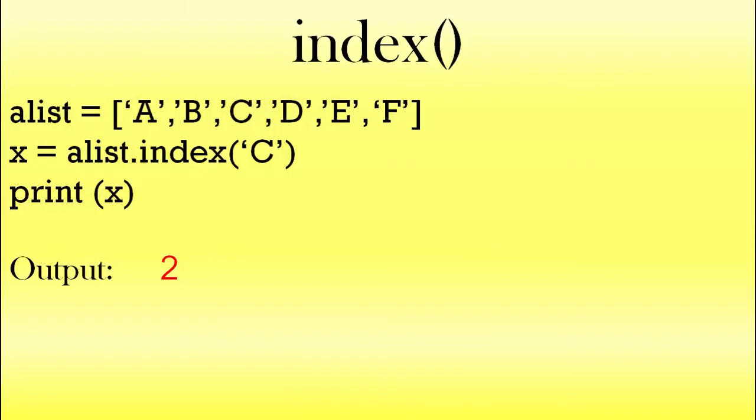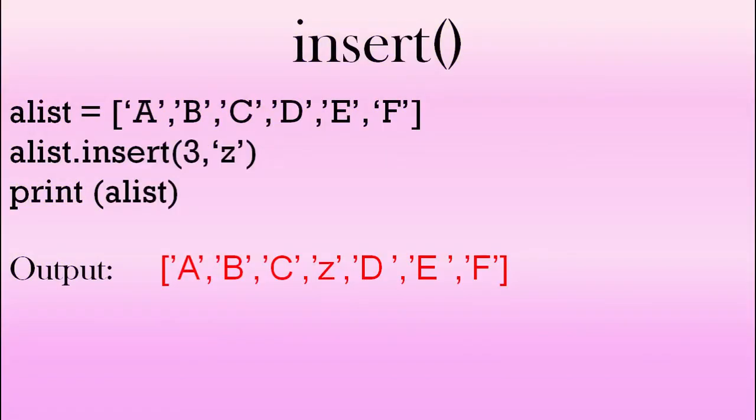Here we've got index. Where is this value? C is at the second value. So when we print index, it's going to give us a number 2. Here we've got insert. It inserts at the index position 3, which here is after the C element. So here we have our list with letter Z put in after the letter C.